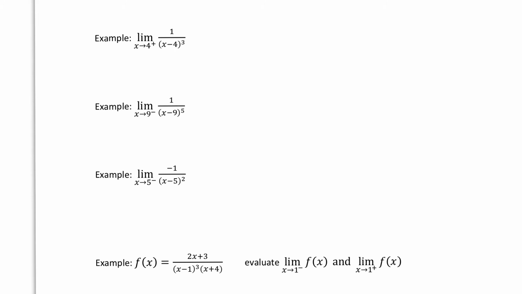So let's look at some examples here. We have the limit as x approaches 4 from the right of 1 over (x minus 4) to the power of 3. So let's draw a sign diagram. We've got 4, positive and negative. Well, we're approaching 4 from the right, which means we're going to be on the right-hand side of 4. That means we're taking this portion here, so we get positive infinity.